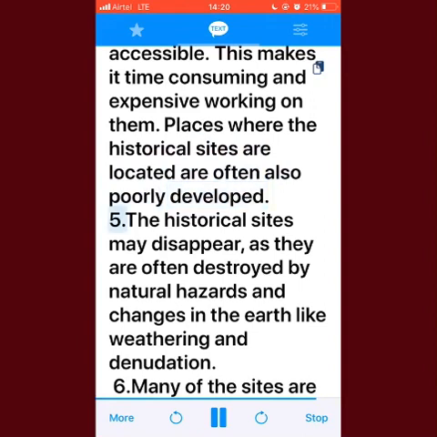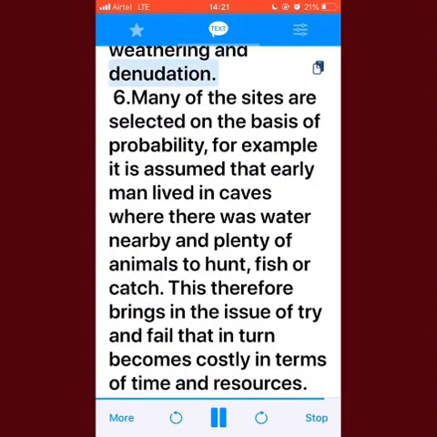5. The historical sites may disappear, as they are often destroyed by natural hazards and changes in the earth like weathering and denudation. 6. Many of the sites are selected on the basis of probability. For example, it is assumed that early man lived in caves where there was water nearby and plenty of animals to hunt, fish or catch. This therefore brings in the issue of try and fail that in turn becomes costly in terms of time and resources.